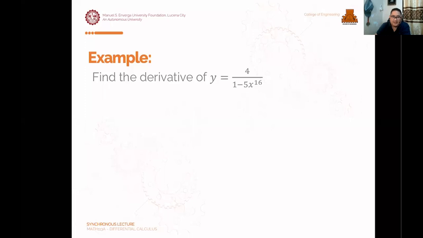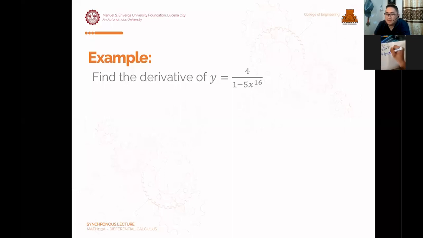Pwede po ganito siya. 4x minus 3 over 2x plus 5. Teka. I-delta x ko siya pa. Nakaganyan pala. Sorry ha. Sige.